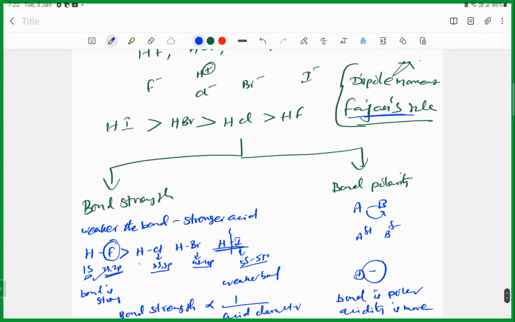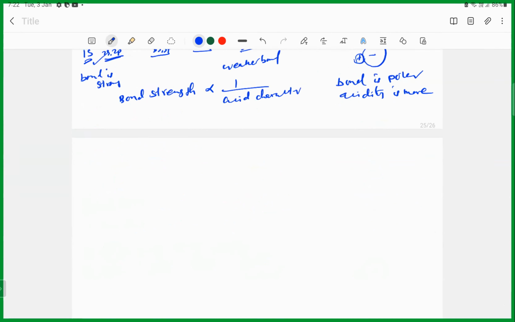And then another important factor we are going to discuss is the common ion effect. Have you come across the common ion effect anywhere?